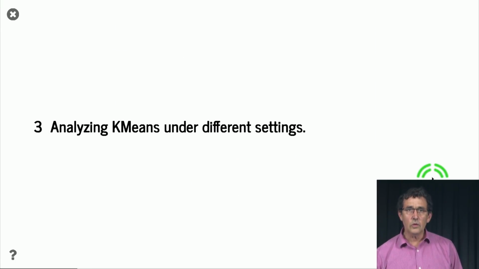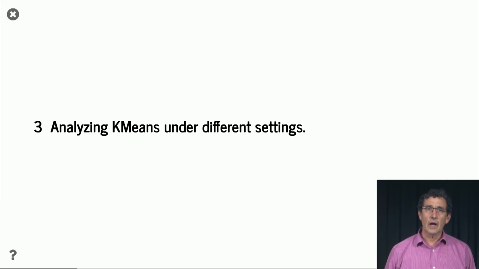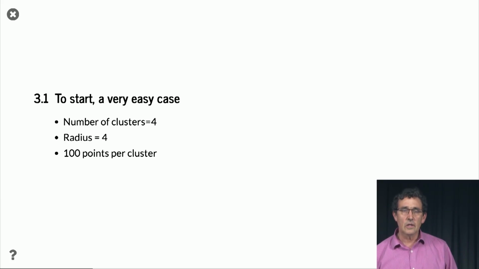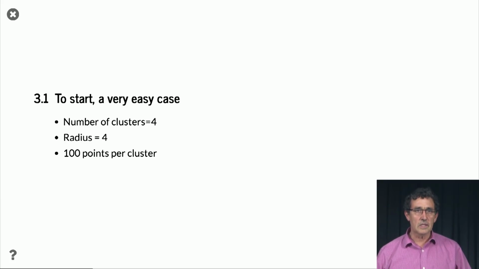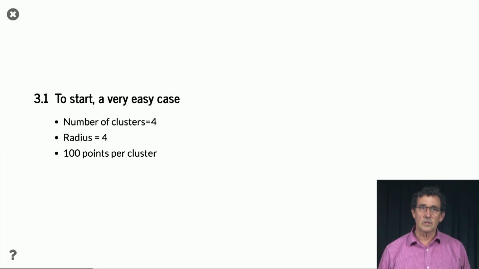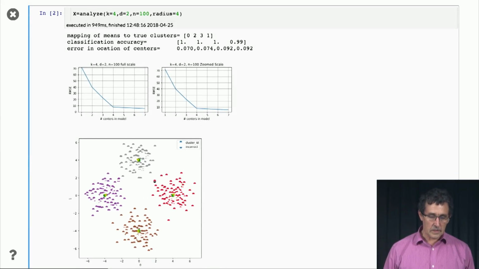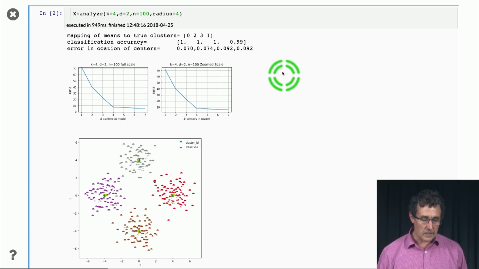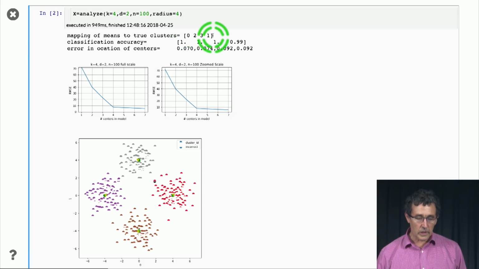Okay, so we're going to look into k-means and see how k-means works under different settings. To start, let's start with a very easy case. We're going to have 4 clusters. We're going to have something called the radius, which defines the distance between the clusters, be a large number, 4. And then for each cluster, we're going to have 100 points. This case is summarized here. And what we see is that everything works very nicely. There is a mapping indeed between the centroids and the true clusters.